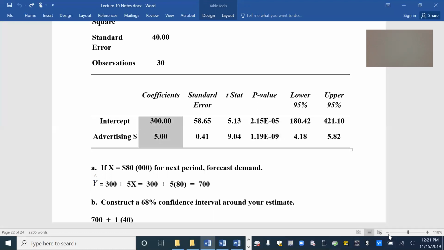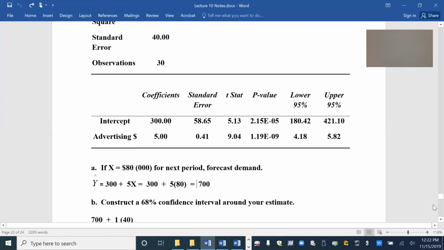Our regression equation is 300 plus 5x. Your x is going to be 80. You're going to spend 80,000 on advertising. Plug into your formula. We predict sales will be 700,000, 700 in this case, in thousands of bags of potato chips.